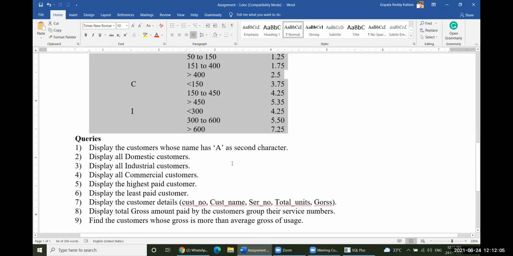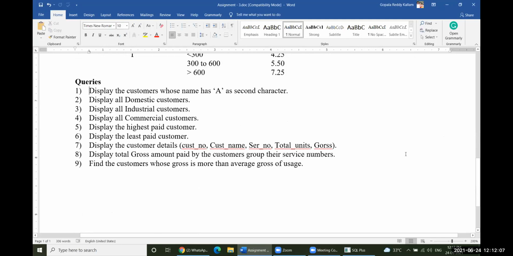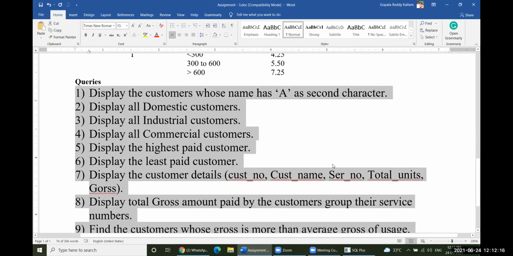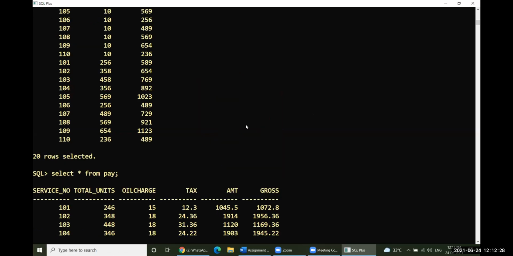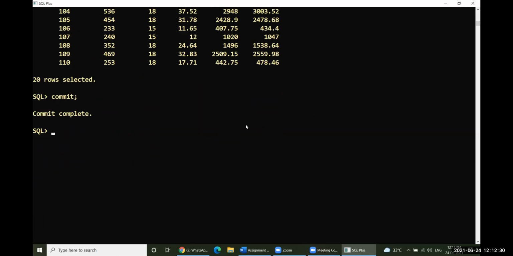Now, we would like to take the data, I mean, the queries could get executed here. So I'd like to make them somewhat bigger. Try to take into consideration how these things will be evaluated here. Display the customers whose names have A as the second character. Okay, so we are expected to display the customers' data. Select everything from customers data.